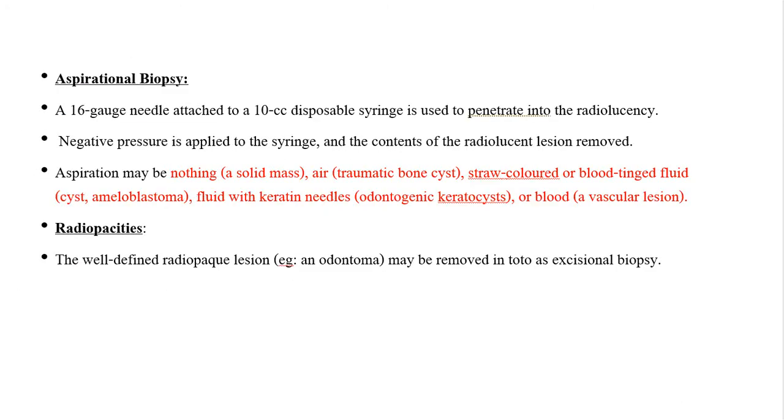Aspirational biopsy: a 16-gauge needle attached to a 10 cc disposable syringe is used to penetrate into the radiolucent lesion. Negative pressure is applied to the syringe and the contents of the radiolucent lesions are removed. Aspiration may be either nothing, like in case of a solid tumor. It can be air, like in case of traumatic bone cyst. It can be a straw-colored or blood-tinged fluid, like in case of a cyst or ameloblastoma. Or it can be fluid with keratin flecks, like in case of odontogenic keratocyst, or also it can be blood, like in case of a vascular lesion.